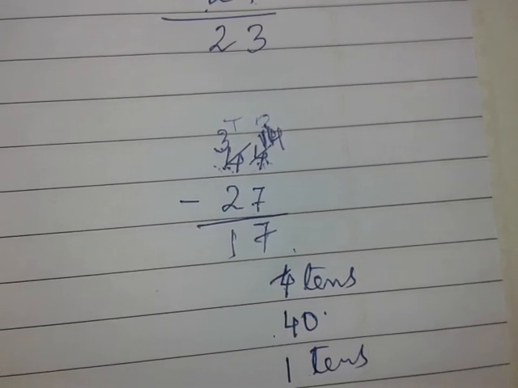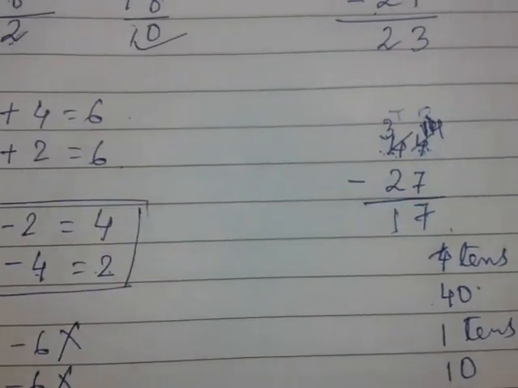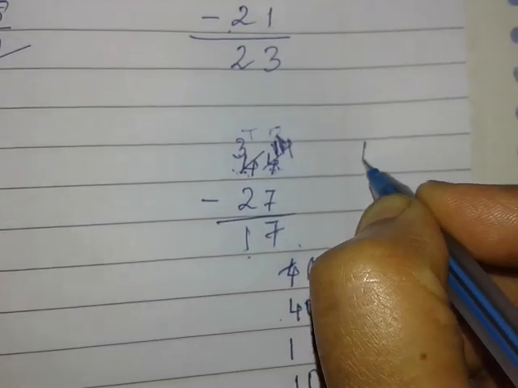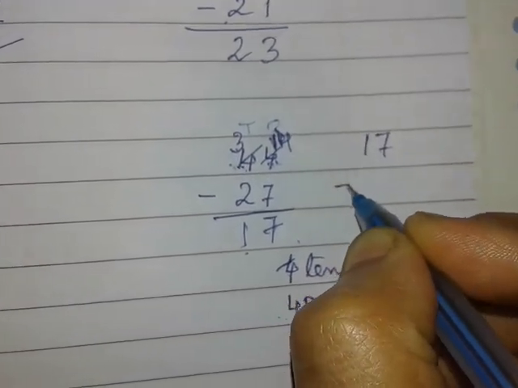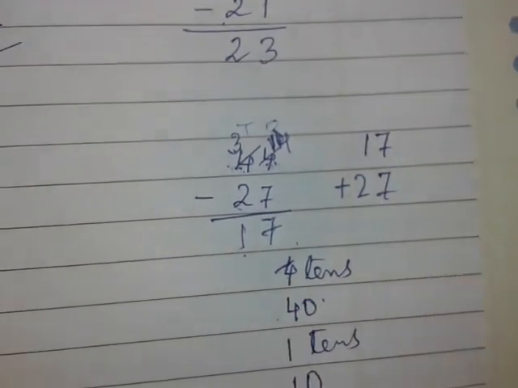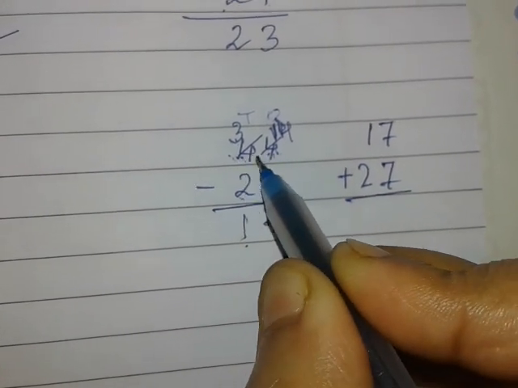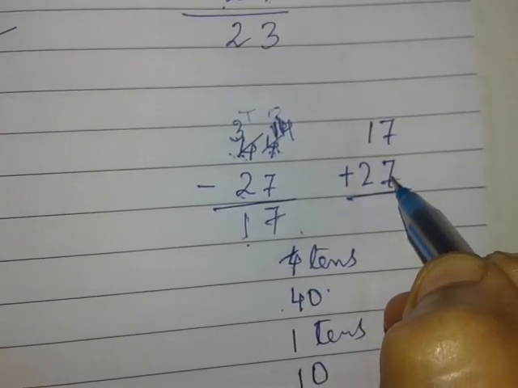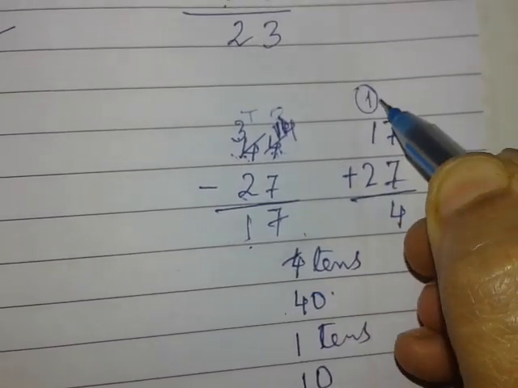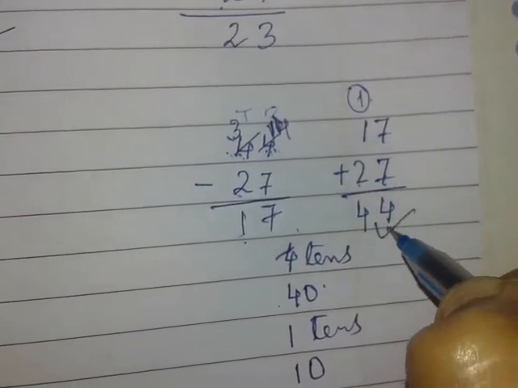Now we will check whether our subtraction is correct or not. As I have shown you in the earlier example, we will write this 17 here, plus this 27. 17 plus 27. We will add up and see whether we get 44 or not. 7 plus 7 is 14. 4 written, 1 carried. 1 plus 1, 2. 2 plus 2, 4. So we got 44 here.